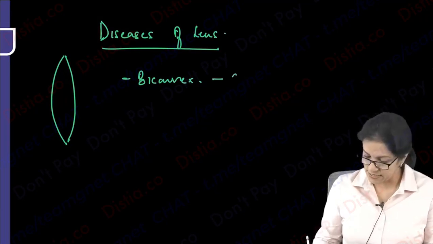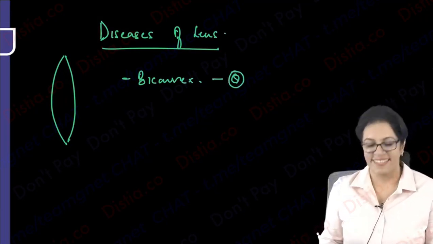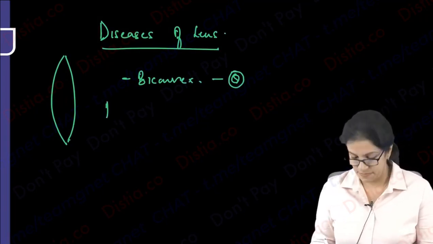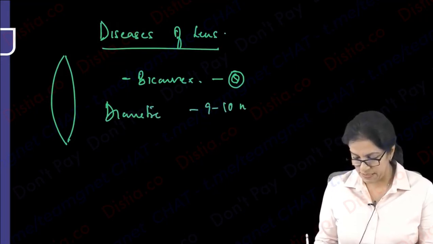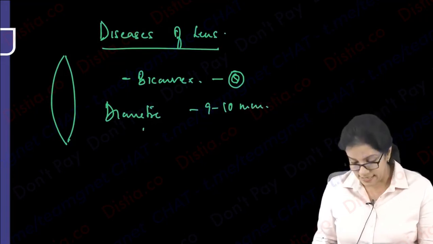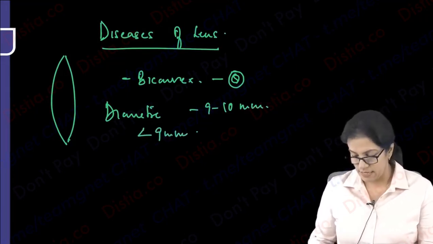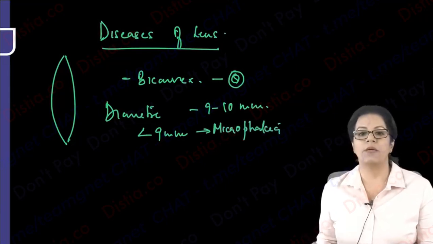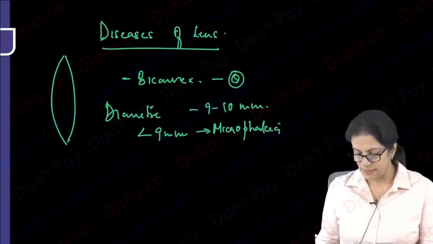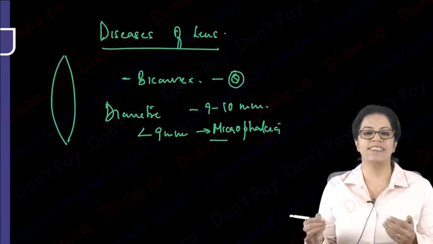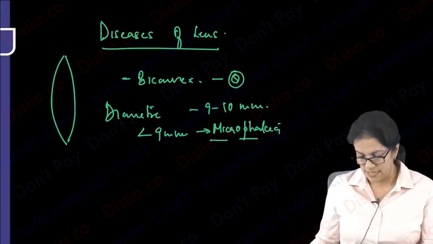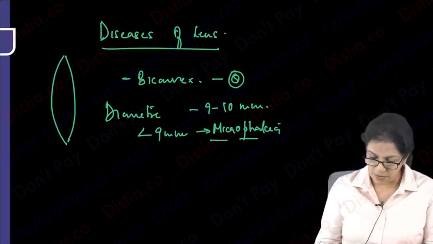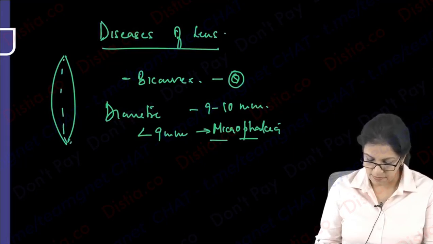Diameter, this is an exam question, okay? We put a Q here. Then diameter, we all know it is 9 to 10 millimeter. Less than 9 is what is called microphakia. Less than 9 is microphakia. Micro means small and phakia means lens. When we are talking about diameter, we are talking about this equatorial diameter.